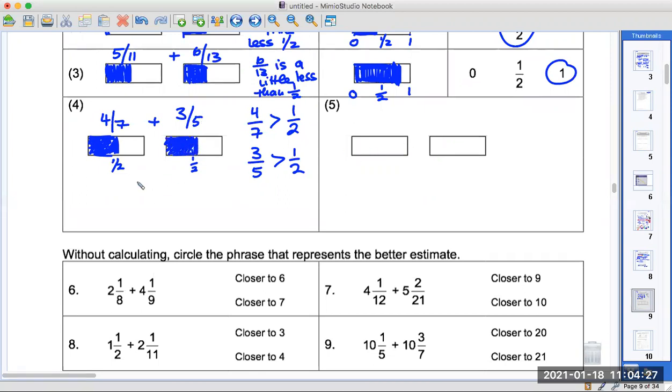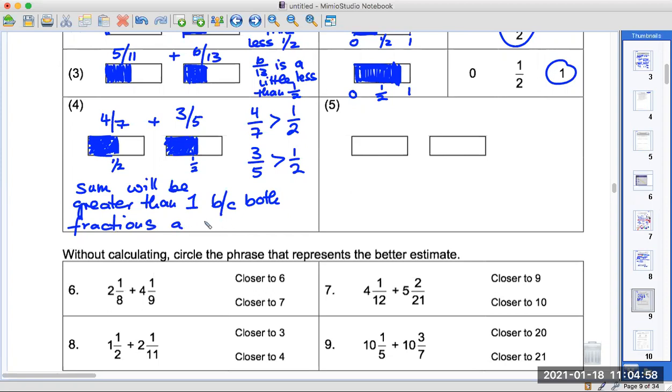And if I add these, oh, this is a different question. The sum, because they're both bigger than 1/2, the sum will be greater than 1. So you have more than 1, because both fractions are bigger than 1/2.